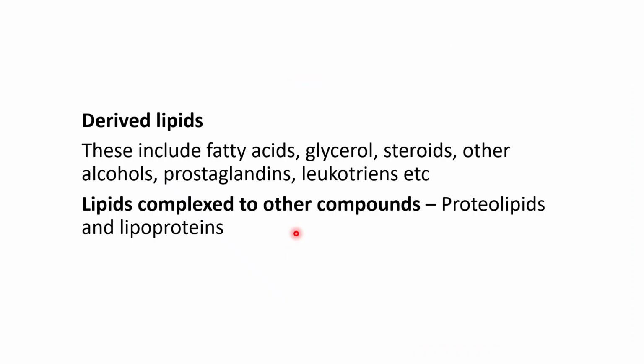Next, coming to derived lipids. I told you derived lipids are basically derived forms of lipids. That means they can also be a breakdown product of lipid. These include fatty acid and glycerol. We have seen that simple lipid is made up of fatty acid plus glycerol, that is triglyceride. If you break down this triglyceride, it forms fatty acid and glycerol, so it becomes an example of derived lipid.